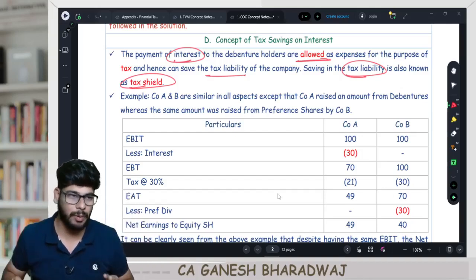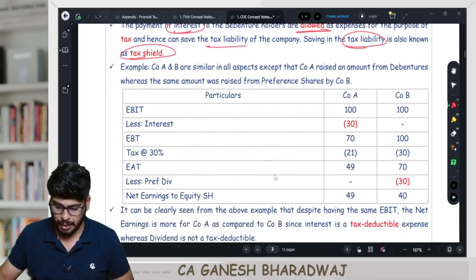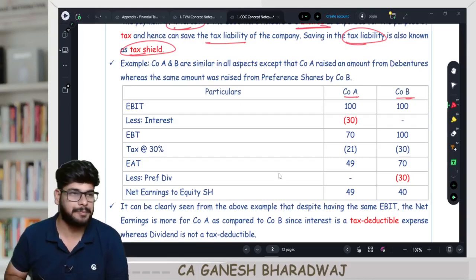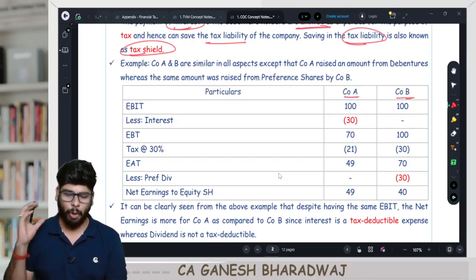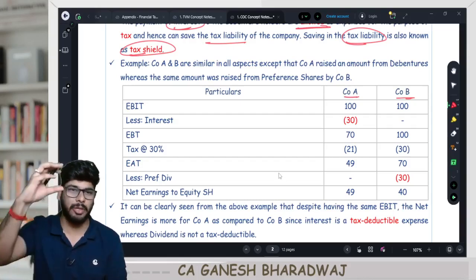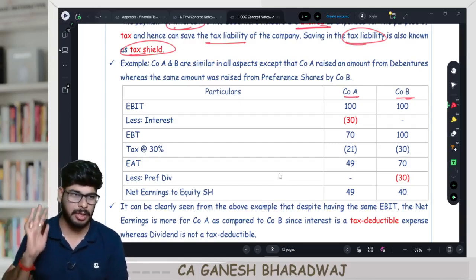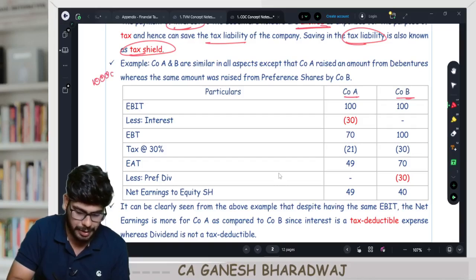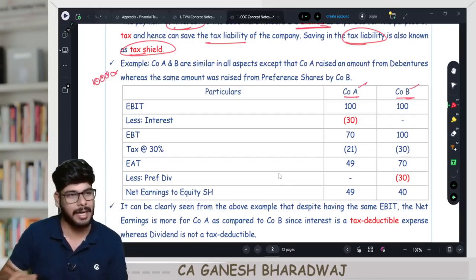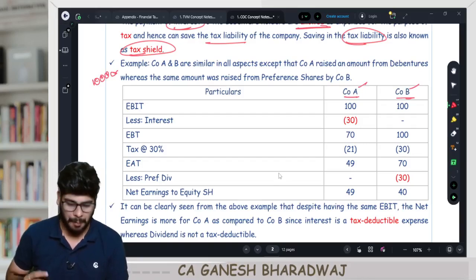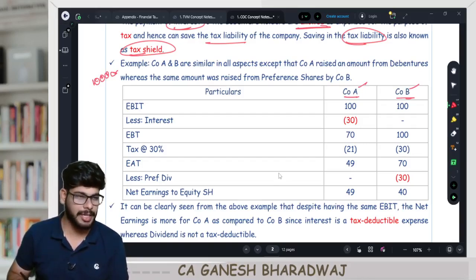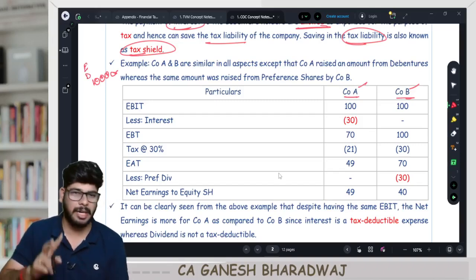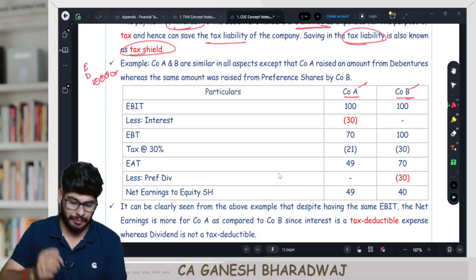Now, let me give you one illustration. Let me give you one example. Let us say there are two companies, company A and company B. Both companies have the same total capital employed. Let us assume 1000 crores was invested in this business in both company A and company B. The only change is, as an example, equity and debt. The company raised money only through two sources of finance.